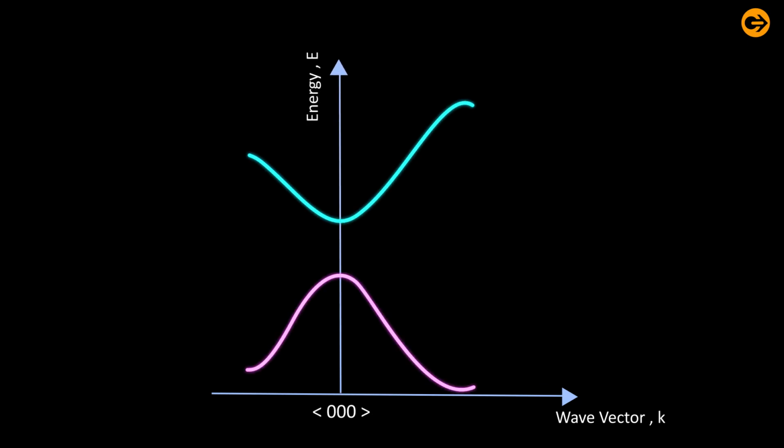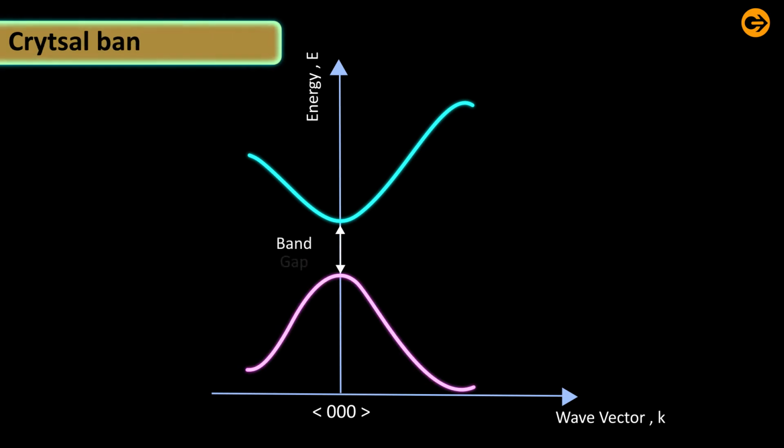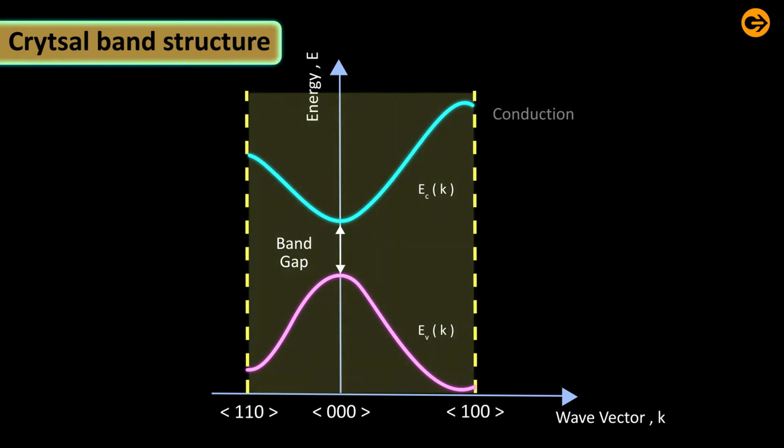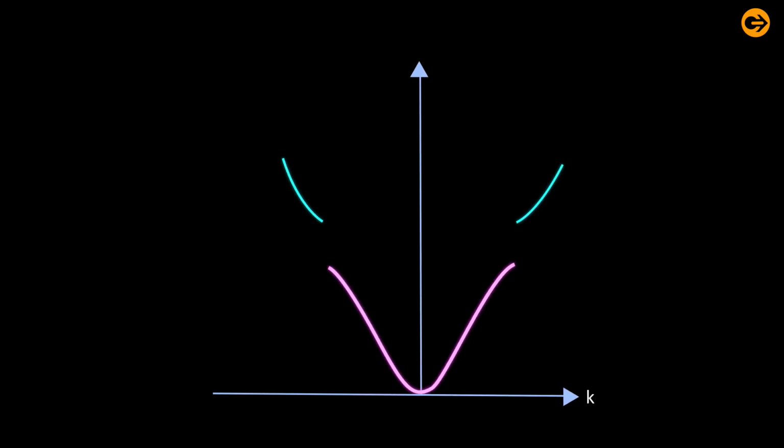We have plotted E against wave vector k, and this entire structure is called the crystal band structure. This structure is an E-k diagram for a direct band gap semiconductor. This diagram corresponds to this figure. What we can find out in this is the position of the conduction band, the valence band and the band gap.